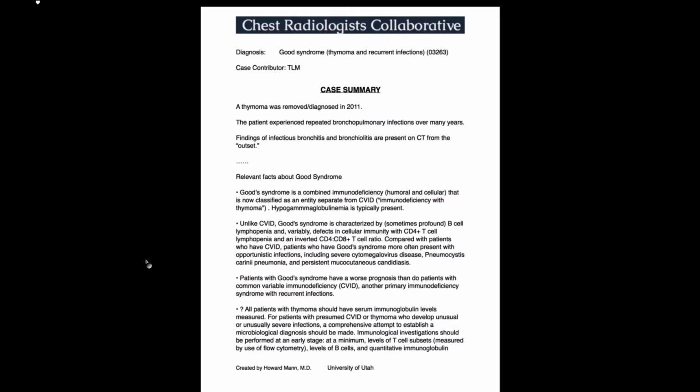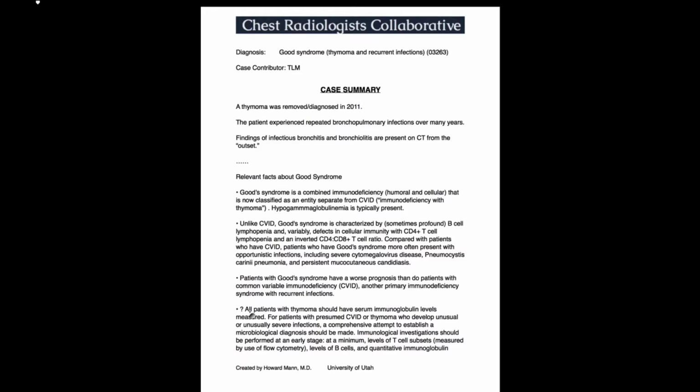So here are some facts about Good syndrome. It's the combination of, and Good described, a thymoma with repeated infections. Typically, they have hypogammaglobulinemia. This is different from CVID. They have abnormality of both B cells and T cells responsible for repeated infections.